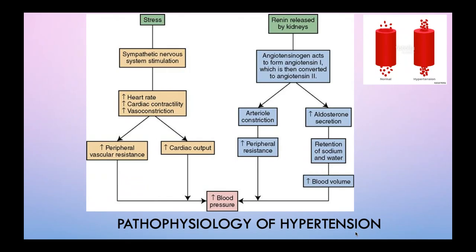So on the left, stress may trigger a sympathetic nervous response, which stimulates the heart rate. You have increased heart rate, increased cardiac contractility, increased vasoconstriction, which leads to 1, an increased peripheral vascular resistance, and 2, increased cardiac output. And together with increased cardiac output and increased peripheral vascular resistance, we have an elevated blood pressure being recorded.